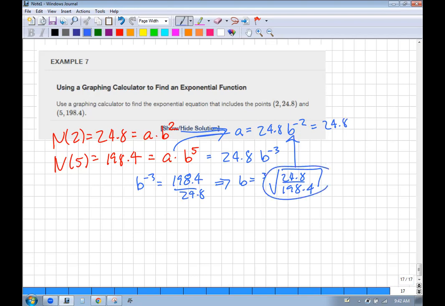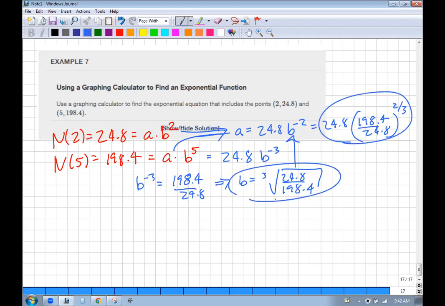So a is 24.8 times this to the minus 2. Okay, that's going to be the cube root of, now let's do this, 198.4 over 24.8. I flipped it over to deal with the minus. So then we have squared, the 1/3, so 2/3. So there's your a value, and here's your b value.